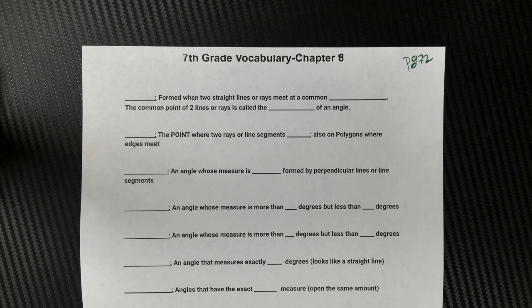Working on page 72. This is going to be your 7th grade vocabulary for chapter 8. We're going to be starting into chapter 8. Chapter 8 is 10 lessons long, quite lengthy, so hang on tight. We're going to be doing a lot of formulas. We're going to be doing a lot of recognition of shapes and building on things that you should have already learned.